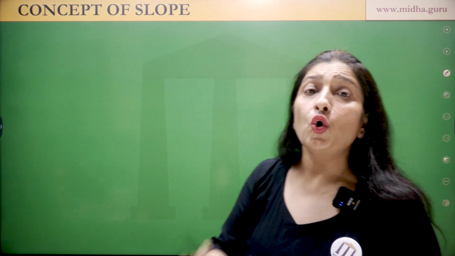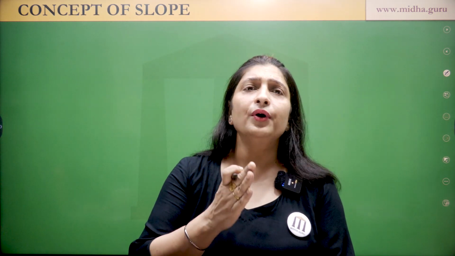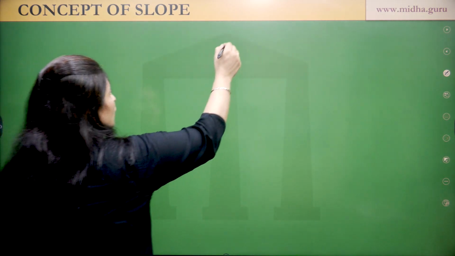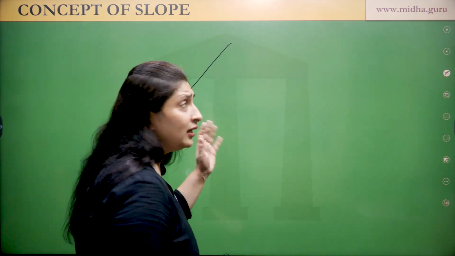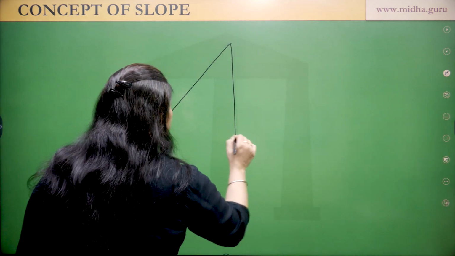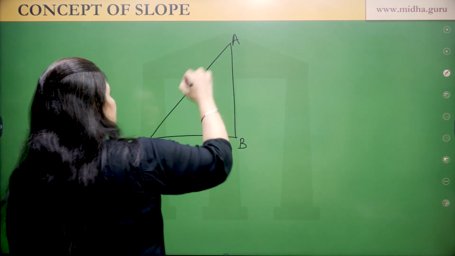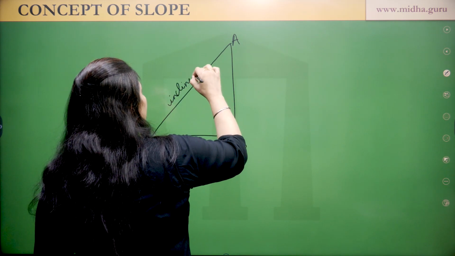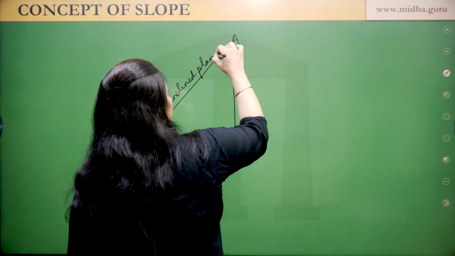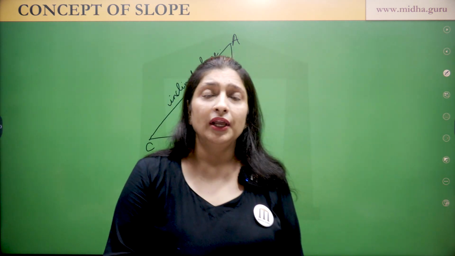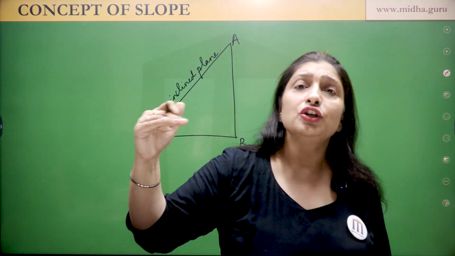Now next is slope. We'll just see what a slope is. Slope of a line is a measure of how steep a line is. How steep a line is, we call the slope or gradient. So if this is the line, the inclined plane, I'm naming the points A, B and C. The slope of the inclined plane is the ratio of vertical rise to the horizontal change.